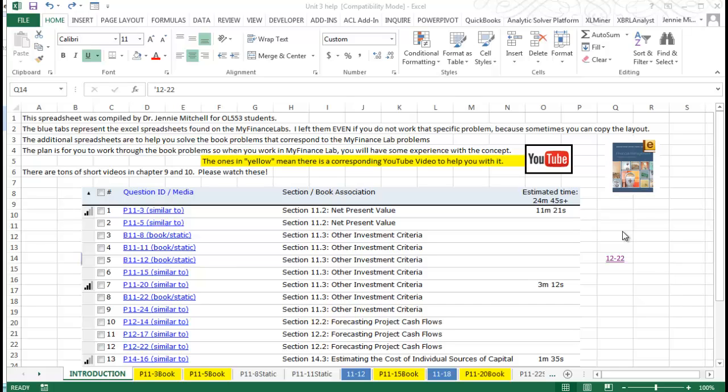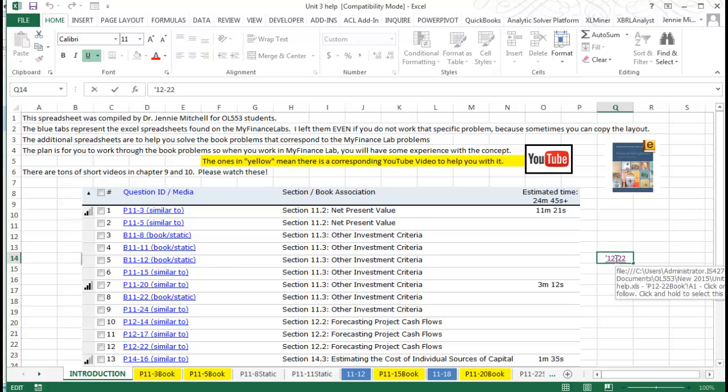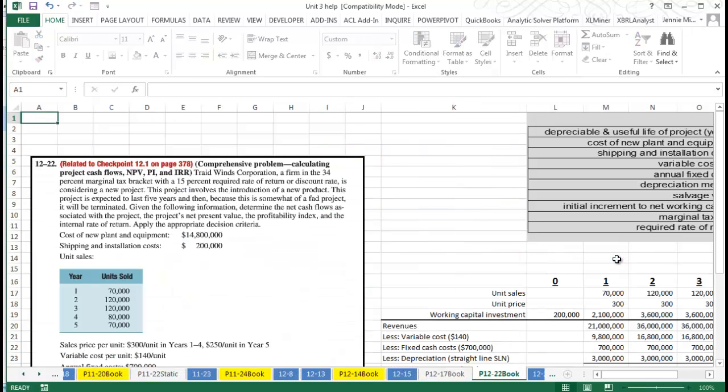Hi, this is Dr. Jenny, and we're continuing our work in Unit 3 by calculating the projected cash flow in problem 12-22. So let's look at this problem and see if we can set it up. By far, the most difficult thing is setting up the projected cash flows, calculating them. The net present value, the profitability index, and the IRR are all things that I think you should be able to do. But let's get started.